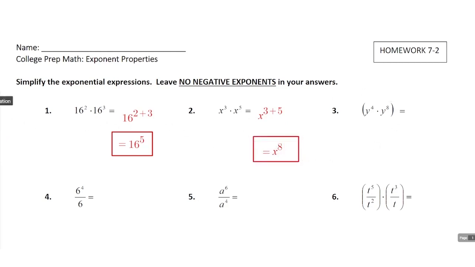Number 3, we've got these sort of pointless parentheses out here. We can drop those safely since there's really no point in having those. Otherwise, we have y to the 4th times y to the 8th, which will be the same thing as y to the 4 plus 8. And 4 plus 8 is 12, so our answer here is y to the 12th. Not really sure what's going on with those outside parentheses.